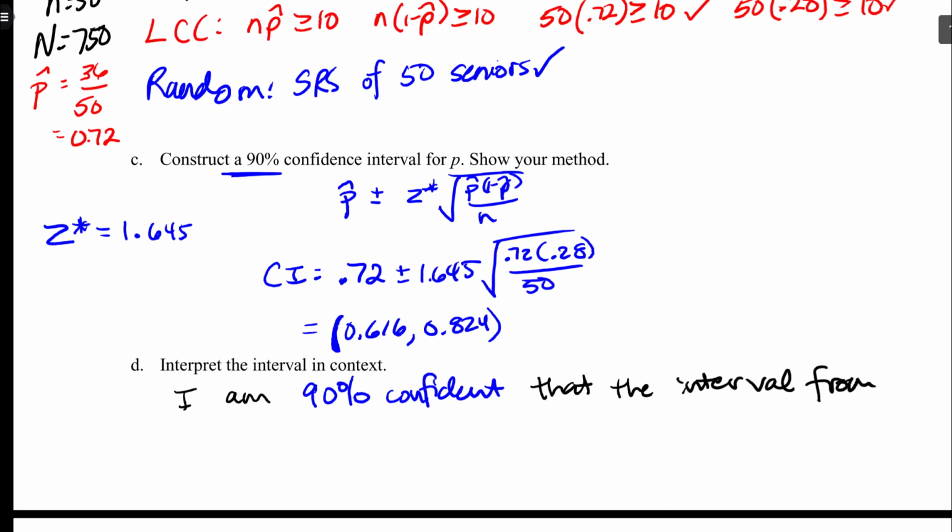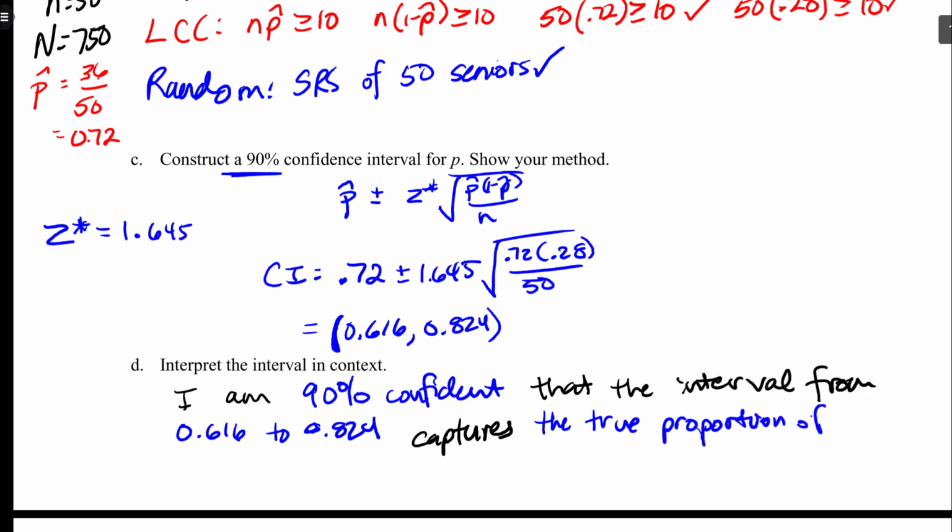from blank to blank, but what am I putting in for my blanks? I'm putting in my lower bound and my upper bound, from 0.616 to 0.824 captures the parameter. But again, what's my parameter? We already wrote out what the parameter was. It was up at the first part of this prompt. It was the true proportion of seniors at Tanya's high school planning to go to prom.